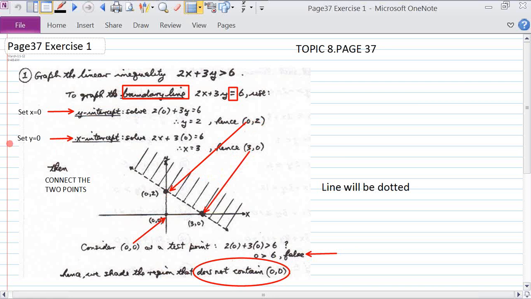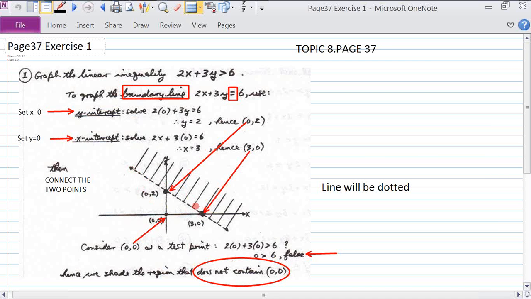Now we set y equal to 0 back in this equation. If y is 0, then 2x equals 6 and x equals 3. So for this case, we get (3, 0). When y is 0, x is 3. So that's the x-intercept. So we have the y-intercept and the x-intercept. The y-intercept is (0, 2). The x-intercept is (3, 0).